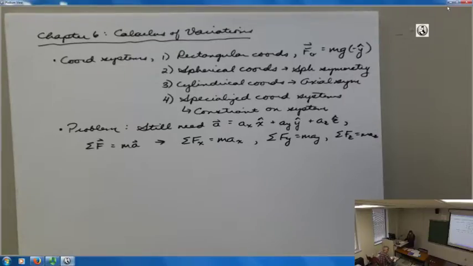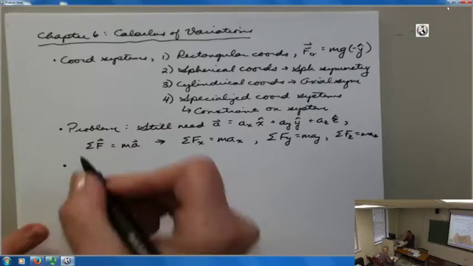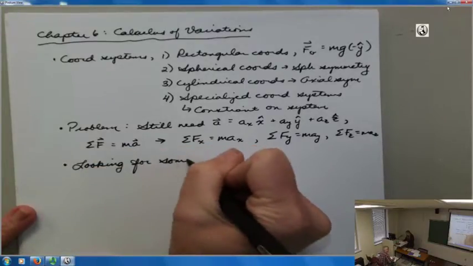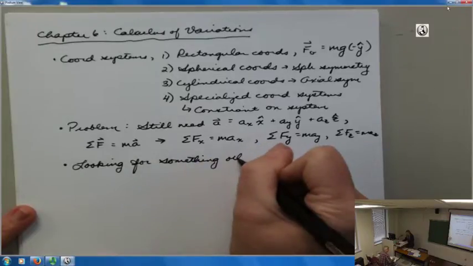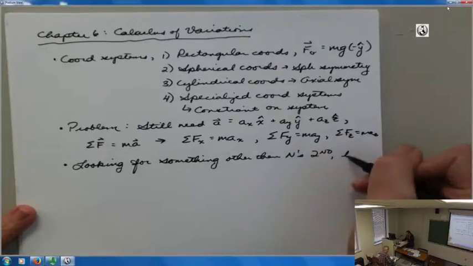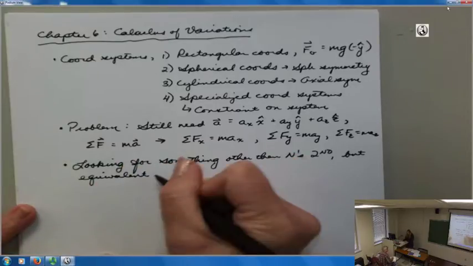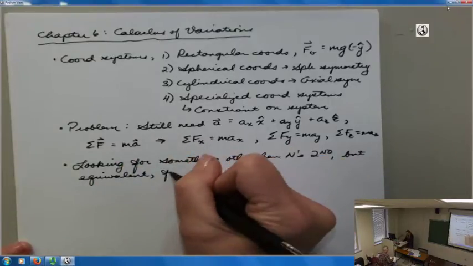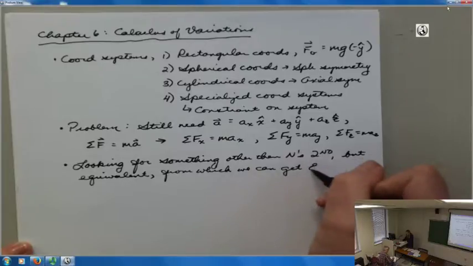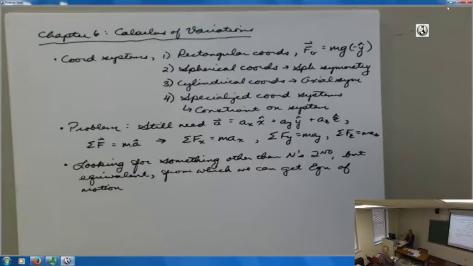So let me get that right. What we're looking for is something other than Newton's second law, but hopefully equivalent to it, from which we can get an equation of motion, but that works equally well regardless of coordinate system.